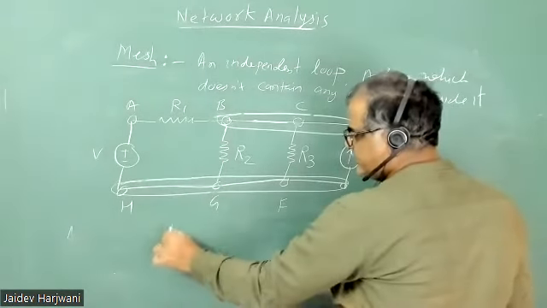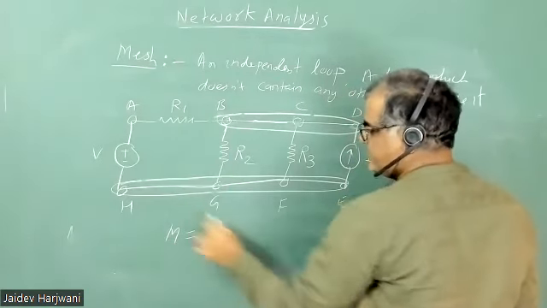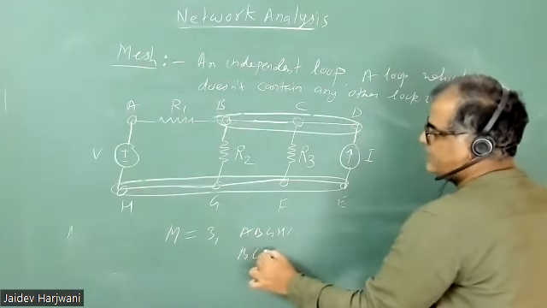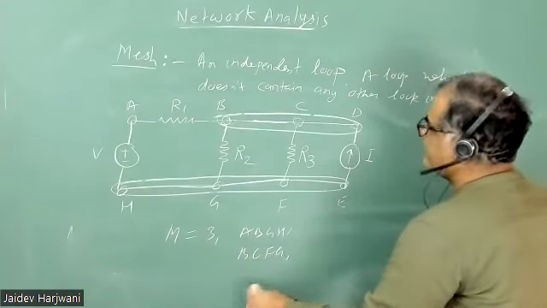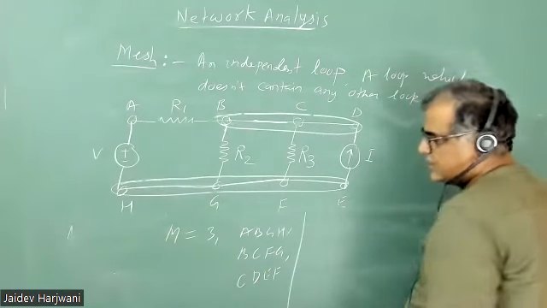If I ask the number of meshes, how many meshes are there? We have 3. Which ones? A, B, G, H. They are independent loops. B, C, F, G. And then you have C, D, E, F. So these 3 are called meshes.